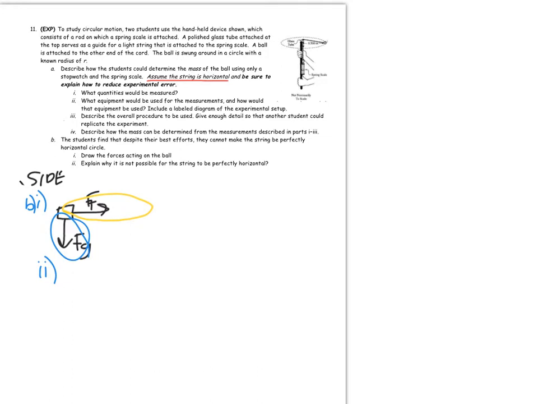So the reason why it can't possibly be completely horizontal is we need some force going up to balance the force of gravity. And where do we get that force from? Well, if our tension is up at an angle, then we're going to have components of tension, and that vertical component of tension can balance the force of gravity.